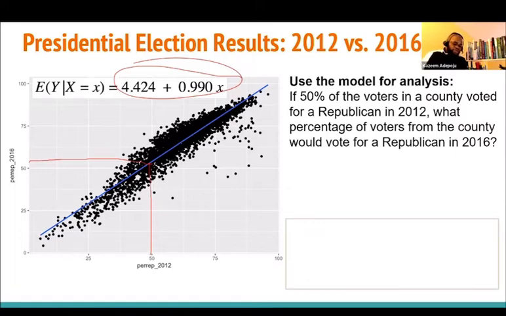Now take a look at that. If I want to determine the percentage that will vote for the Republican candidate in 2016, and I know the percentage that voted for the Republican candidate in 2012 in a particular county, I can use the graph. I can use the scatter diagram right now to figure that out. I can also use the model. Take a look at that.